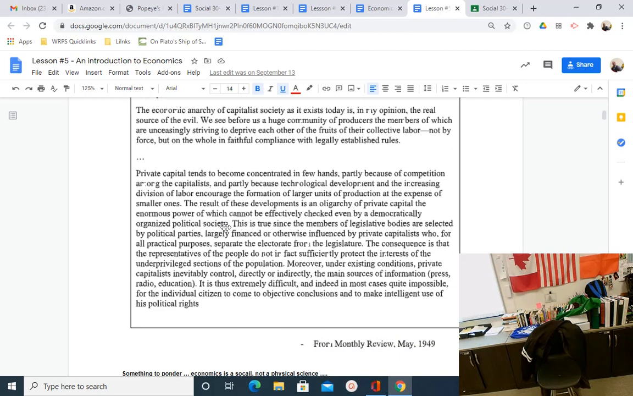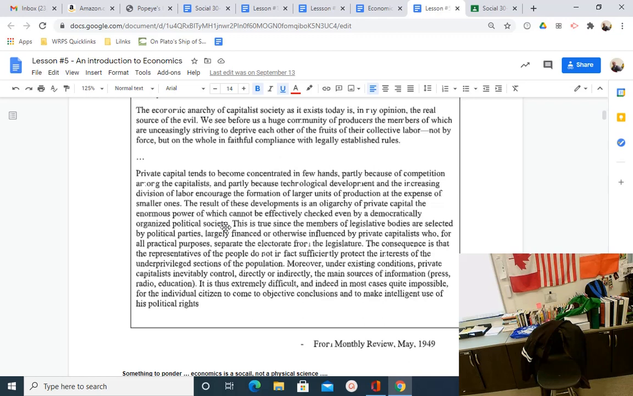And the next one: "Private capital tends to become concentrated in few hands, partly because of competition among the capitalists, and partly because technological development and the increasing division of labor encourage the formation of larger units of production at the expense of smaller ones. The result of these developments is an oligarchy of private capital." Today we call them the 1%. "The enormous power of which cannot be effectively checked even by a democratically organized political society."